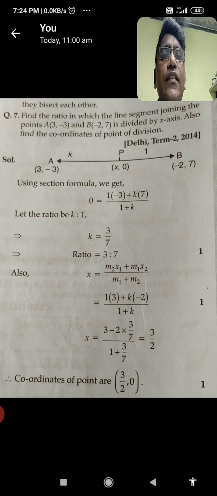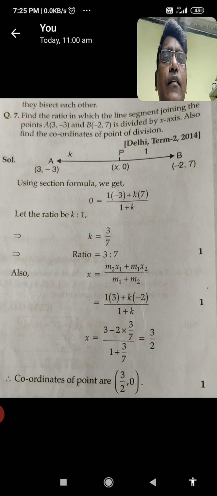Now there is no confusion here. If the ratio is not given and you are going to find the ratio, always take k:1. Find the k value and resubstitute. You get the answer for k, then substitute it in k:1 and cross multiply, and you will get the ratio. Here k = 3/7, so the ratio is 3:7.